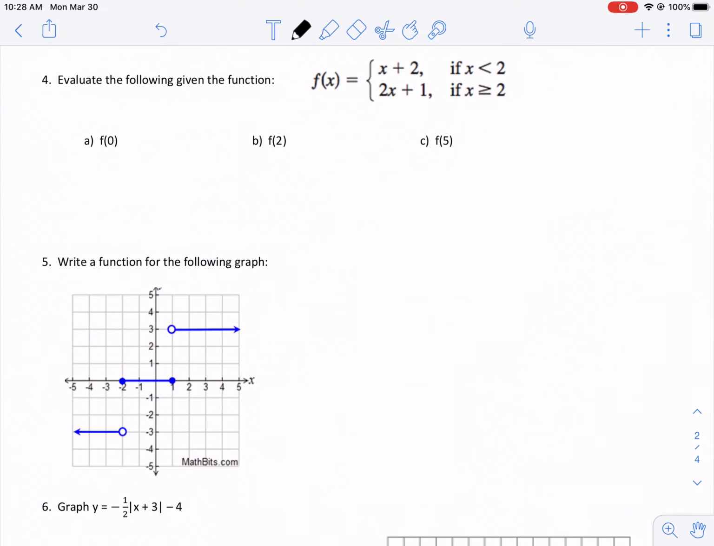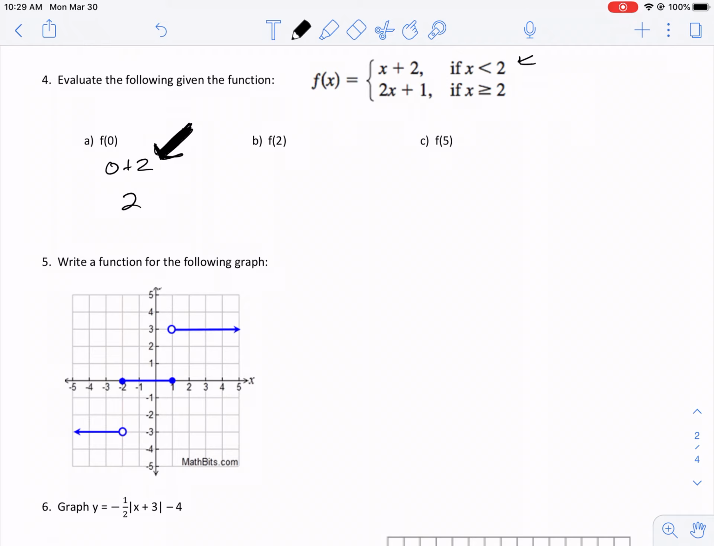Alright, evaluate. So you have to figure out which piece to plug this in and find the answer. F of 0. 0 is less than 2, so I plug it into the first piece, and I get 2. Okay, now I know this is baby math, but make sure you show this on a Regents because they want to see which piece you used and you need to show some work.